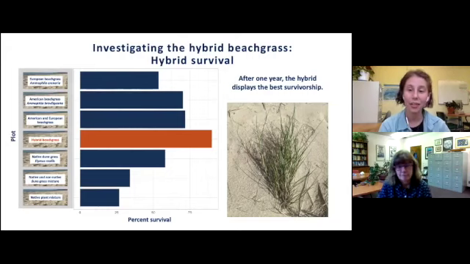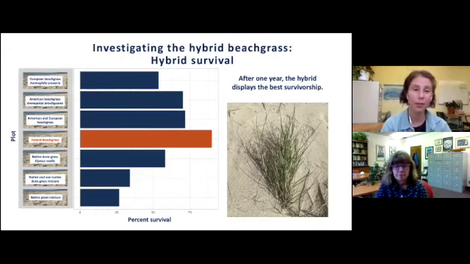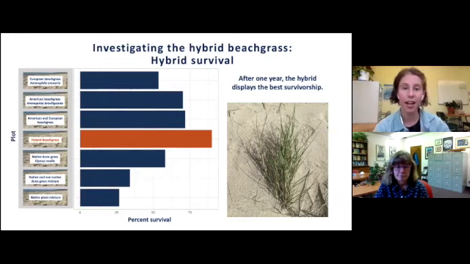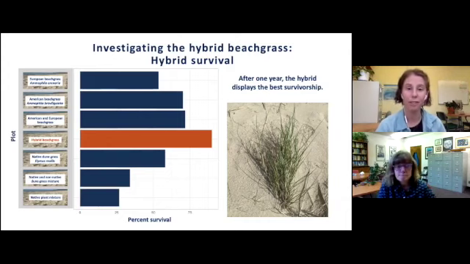In addition to sand accretion, I also mentioned that these plots are being monitored for vegetation growth and survival. So in February 2021, about 1,000 plants were implemented in each plot. And then a year later, we went back and counted how many were still living. One of the most striking things we found is that the hybrid beachgrass plot had much better survival than any of the other plots by a lot. So the hybrid had around a 90% survival rate, greater than both of its parents and their mixture. And this has pretty big implications for the hybrid spread and its persistence on dunes.